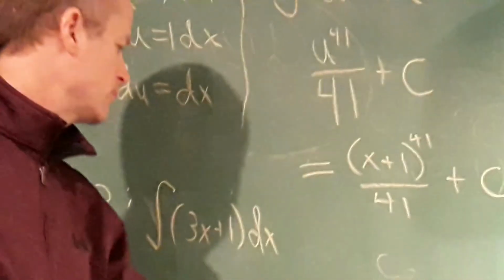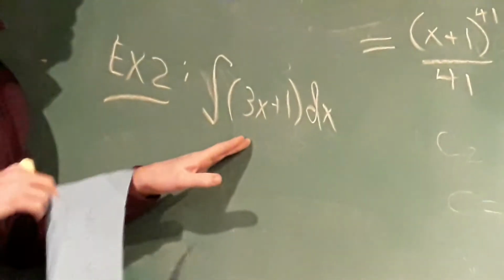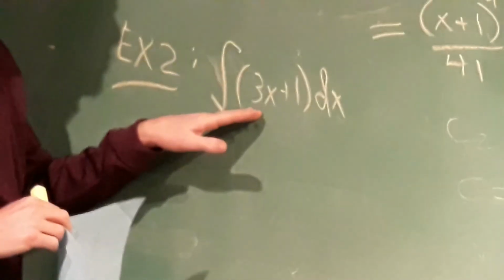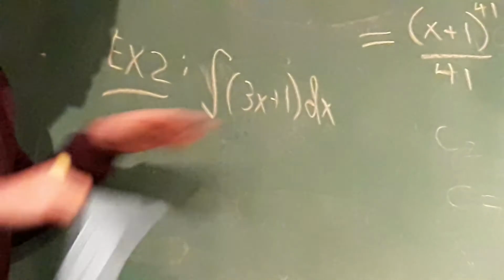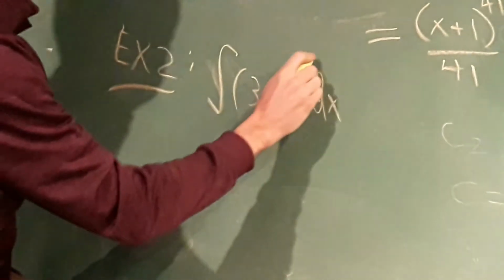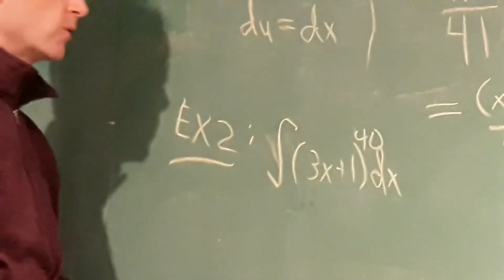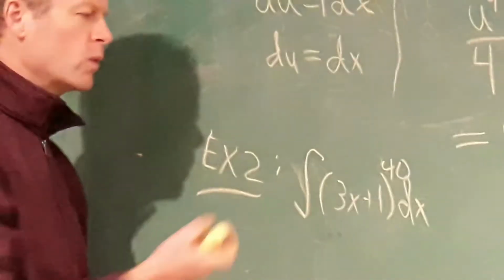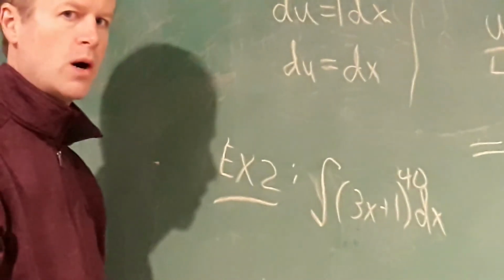So let's look at example 2. This one's slightly more complicated. Example 2 down here, we have the antiderivative of (3x + 1), and this is also to the 40th power. I forgot the 40th. So think about what you think u should equal here. I'll pause a minute.